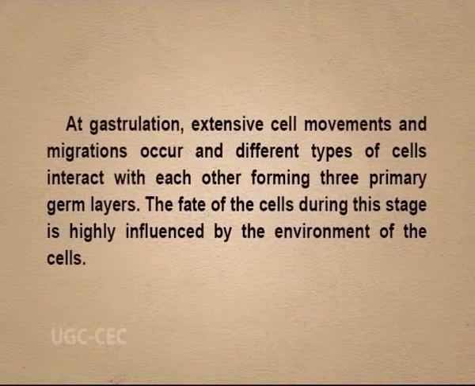As development advances, cell interaction plays a very important role in cell differentiation. At gastrulation, extensive cell movements and migrations occur, and different types of cells interact with each other, forming three primary germ layers. The fate of the cells during this stage is highly influenced by the environment of the cells. The influence of the neighboring cells on cell differentiation can sometimes be quite dramatic.